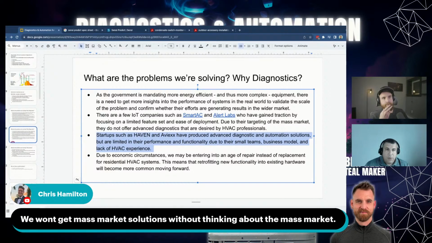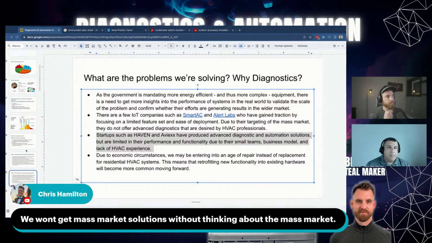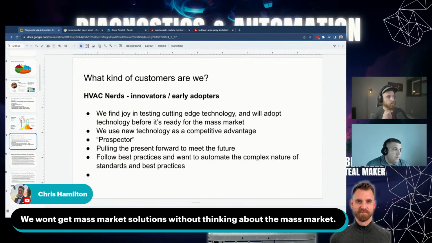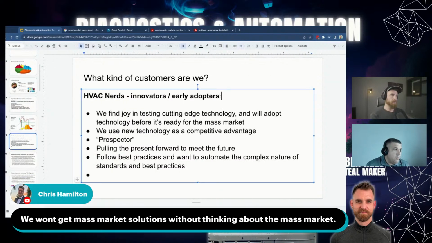We have to think about what Chris Hamilton just said: we won't get mass market solutions without thinking about the mass market. And so there needs to be people in that space. I'm right now not in that space. In fact, even when I ran my contracting company, I was more on the early adopter, high performance side. I wasn't really in that mass market mentality, but I think I know what a lot of the pain points are, and we certainly can get input on that from others. That's really going to be the way forward.